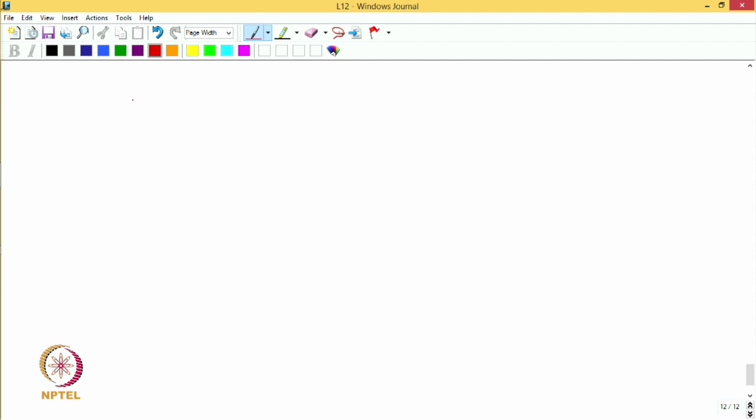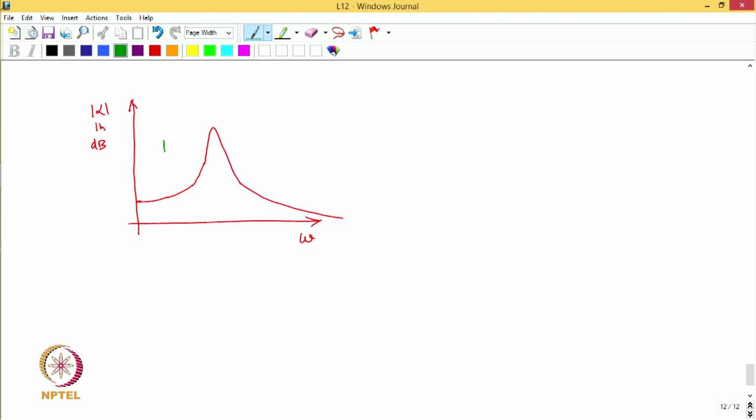Let us now look at the magnitude plot again. This is in decibels, right. So, this plot is like this. We see that in the low frequency region, it is the stiffness which largely determines the response of the system, and hence this is often referred to as the stiffness control region.